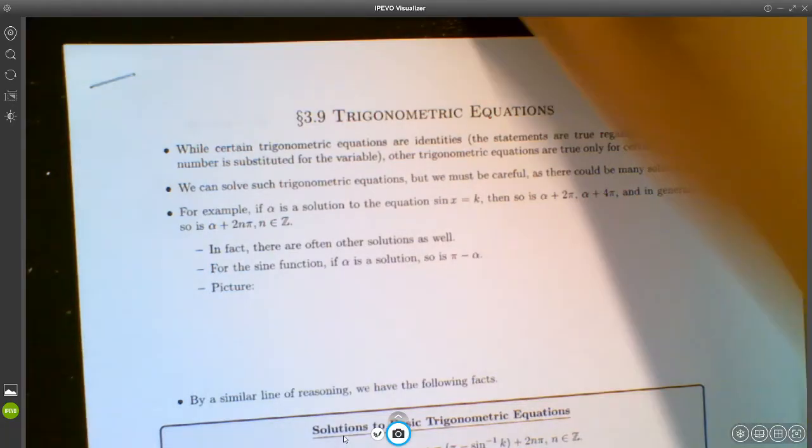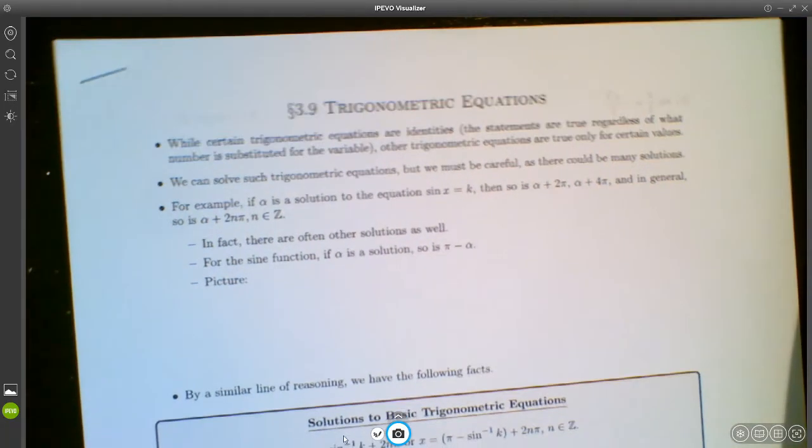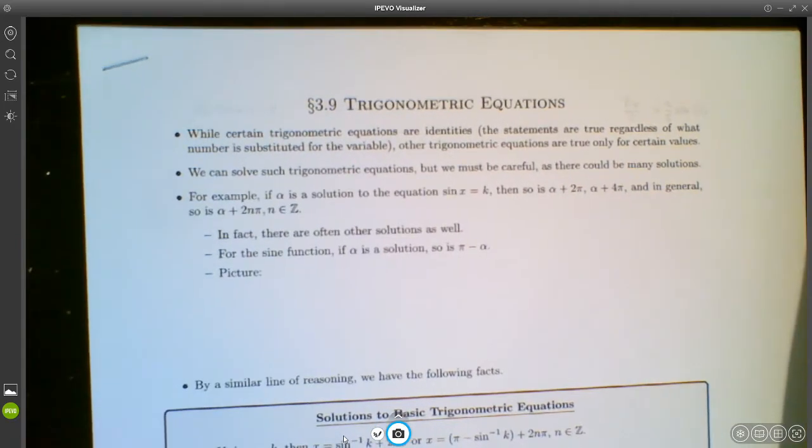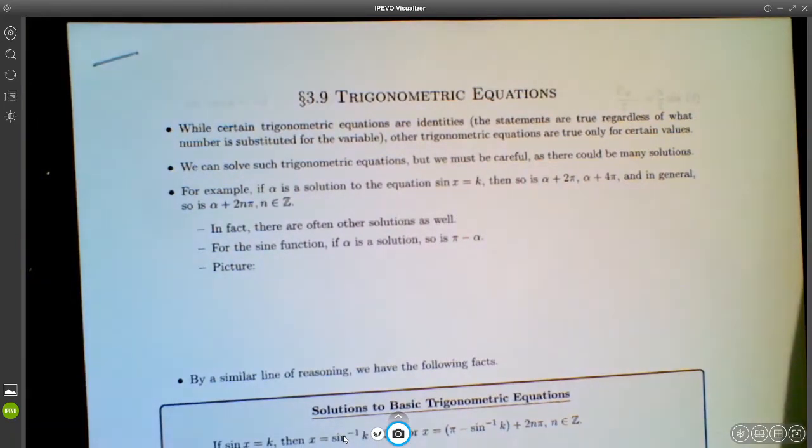All right. So let's finish up with our discussion of trig. Actually, we're going to be talking about trig throughout the semester. It's going to continue to be an important tool for us, but this is our last section specifically about trig, and it's about solving trig equations.